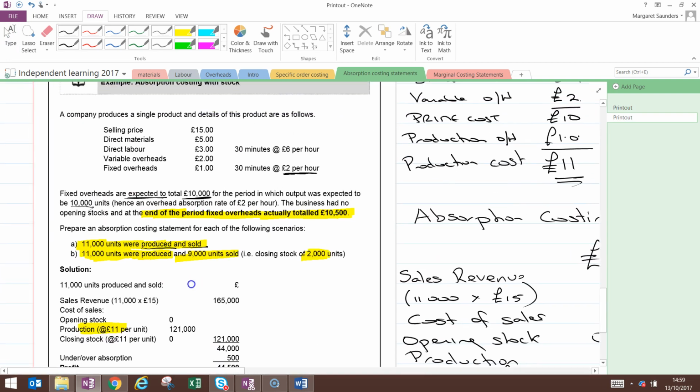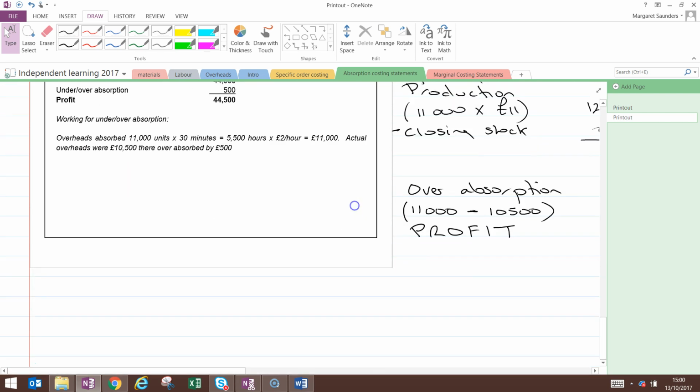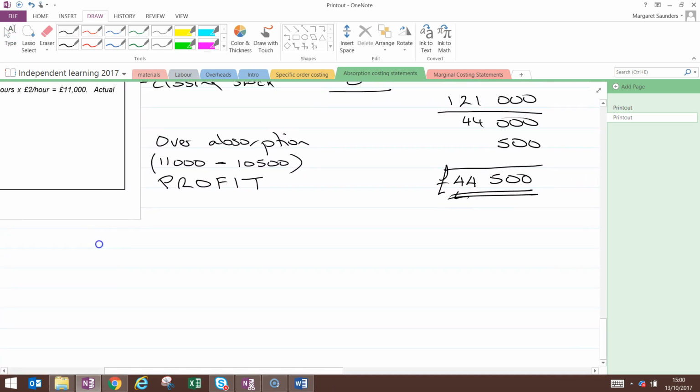The second requirement in this example is to produce another absorption costing statement, this time on the assumption that we produced 11,000 units, but we only sold 9,000. So we've got a closing stock of 2,000 units. The information that we use is the same. We know our production cost is £11. We know we're selling the product for £15. So we'll now look at producing this second absorption costing statement.